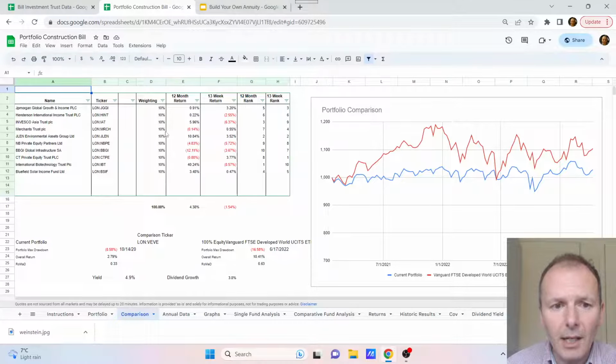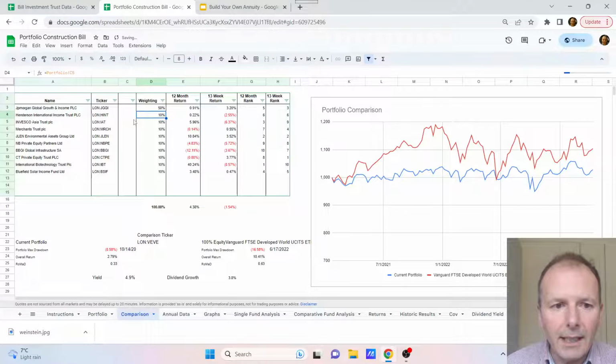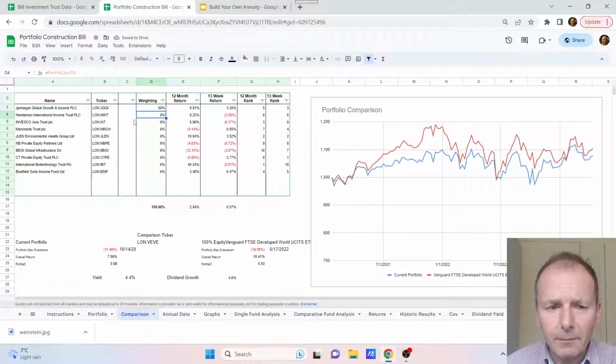So I've made my objectives, and then what I can do is just play around with the weightings of the holdings, and now I've got closer returns to the tracker because I put more into the JP Morgan Global Growth and Income, and then the yields come down a bit, the dividend growth's gone up and the volatility's gone up as well. So I can use this tool to help me put together a portfolio and really stress test it and back test it and see what I think.